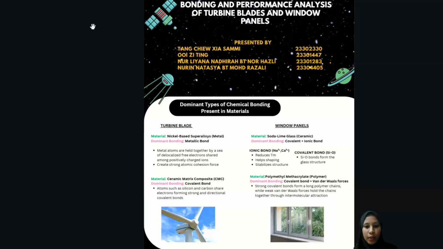Lastly, for polymethyl methacrylate, which is a polymer, the dominant bonding types are covalent bonding and van der Waals forces. Strong covalent bonds form long polymer chains, while weak van der Waals forces hold these chains together. These weaker intermolecular forces allow the material to be lightweight, flexible, and impact resistant.